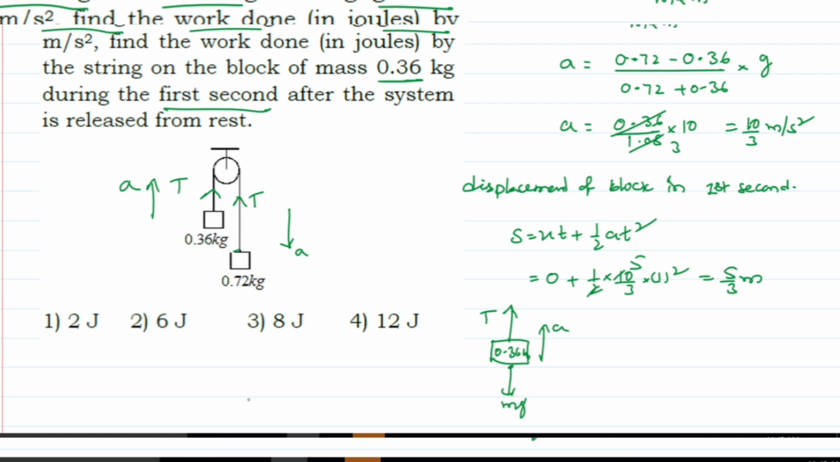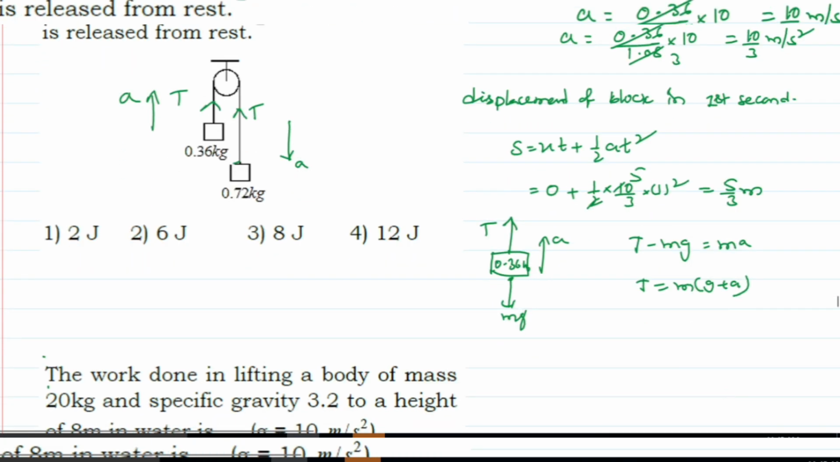Net force, while it's going up, is T minus mg, which is equal to mass times acceleration. So T equals m into g plus a. For the first body, the mass is 0.36 kg into g, which you can take as 10, plus 10 by 3. When you simplify this, you get nearly 4.8 newtons. So you get the tensional force.